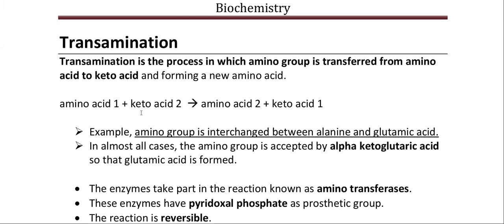Transamination. Transamination is the process in which an amino group is transferred from an amino acid to a keto acid, forming a new amino acid. Amino acid 1 plus keto acid 2 form amino acid 2 plus keto acid 1. For example, the amino group is interchanged between alanine and glutamic acid. In almost all cases, the amino group is accepted by alpha ketoglutarate, so that glutamic acid is formed.